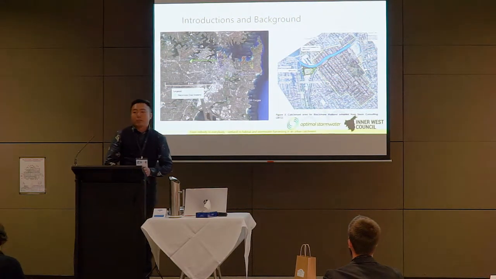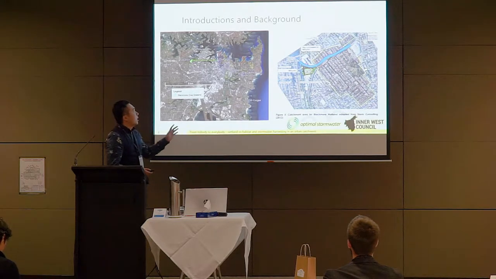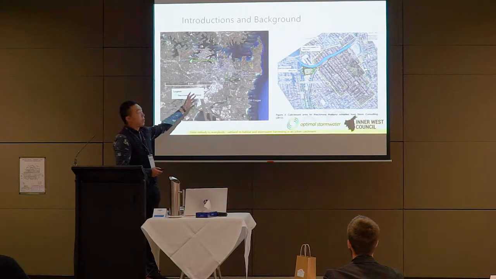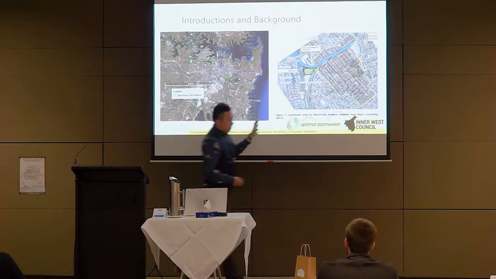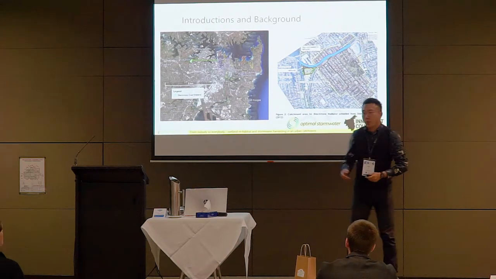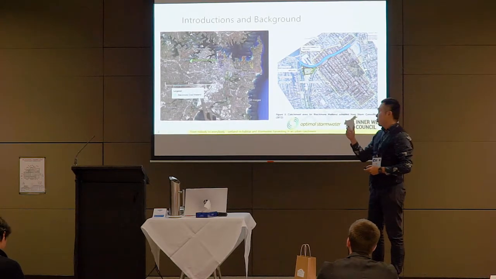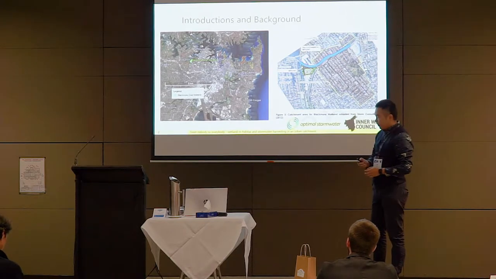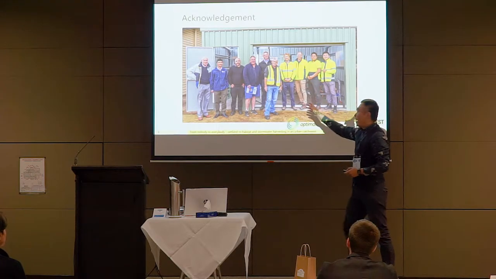Let's start with some background of the catchment. Firstly, the black mark over the wetland is the project we're talking about. It's located in the middle of the city, and the whole catchment includes two sub-catchments: a road catchment, and a river catchment of about 60 hectares. Here we go with the Optimal team and the council team.